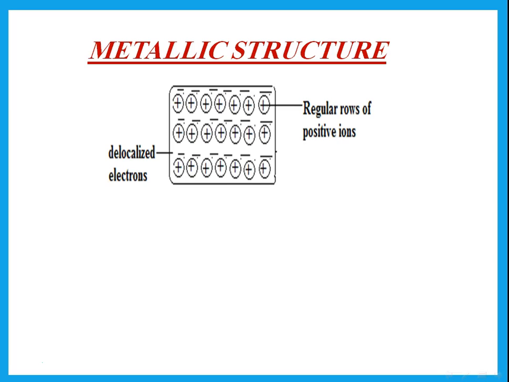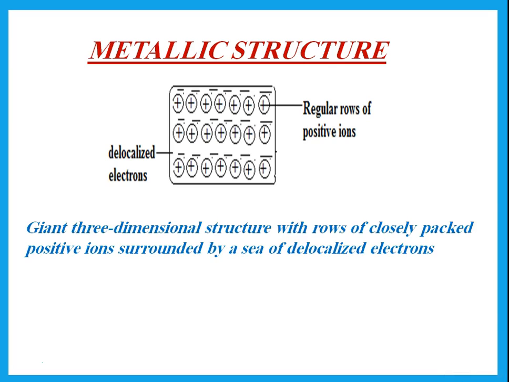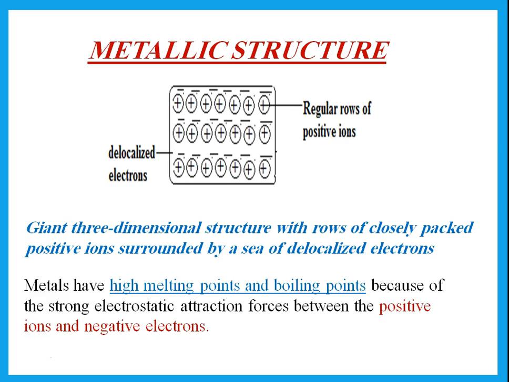So we call that delocalized electrons. If we're explaining the structure of metal, we say giant three-dimensional structure with regular rows of closely packed positive ions surrounded by a sea of delocalized electrons, as if the electrons are floating around like a sea. Okay, and you should know that metals have high melting point and boiling point. Now, in this case, why do we have high melting point and boiling point? Because of the strong electrostatic attraction forces between what? What do we have here? We have positive ions and negative electrons.